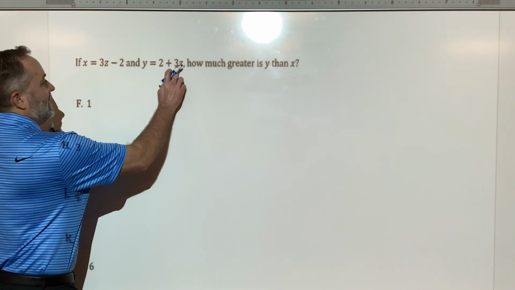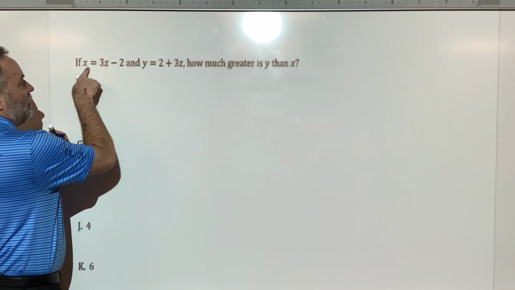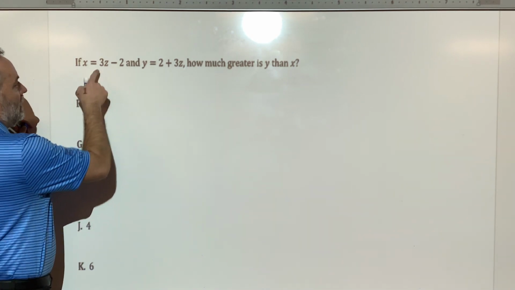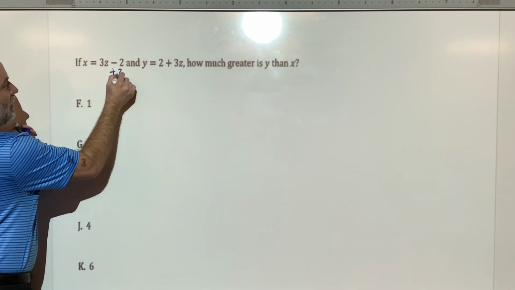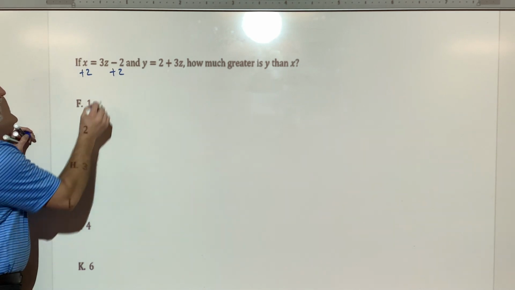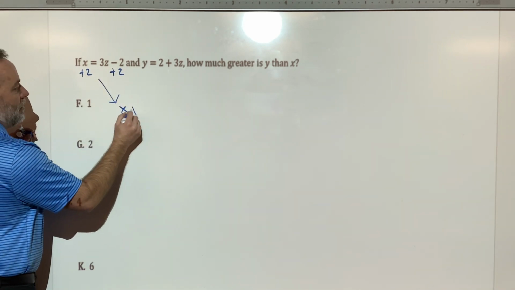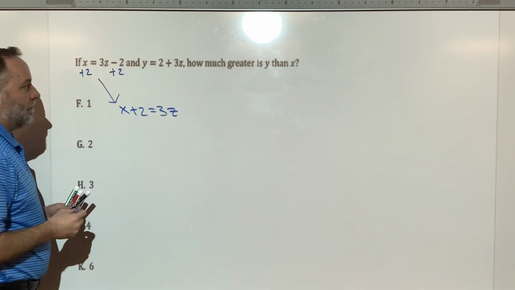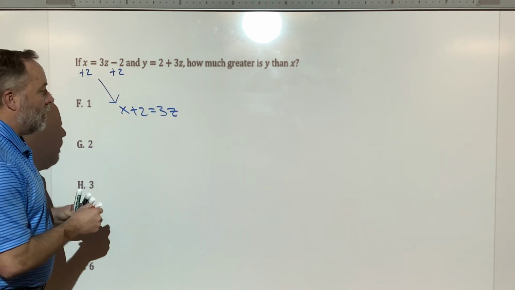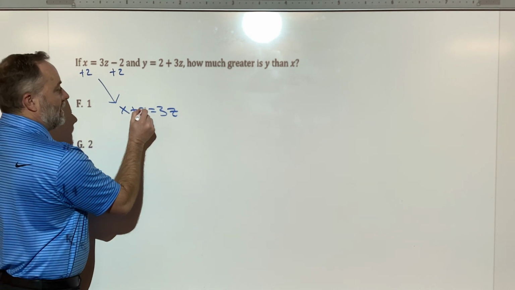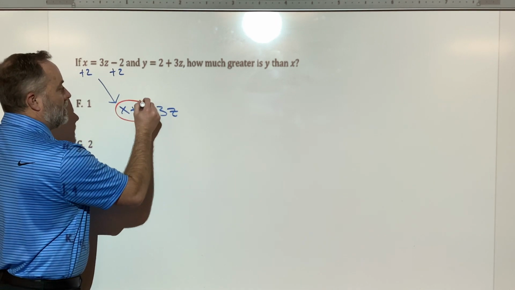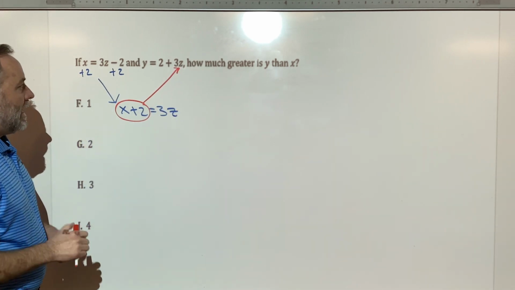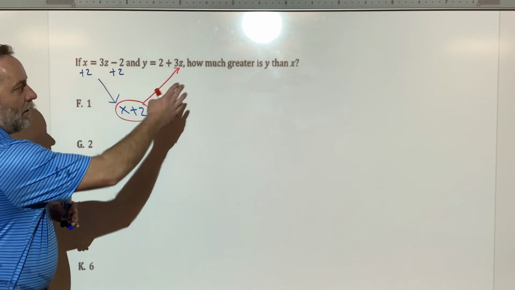If I want to get 3z by itself, I could either add 2 here or subtract 2 there. All right, let's just do it right here. Let's add 2 to both sides, and that gives us x plus 2 is equal to 3z. Okay, now that we know what 3z is equal to, we can take what 3z equals and substitute it into that second equation, and we'll have a relationship of y and x.